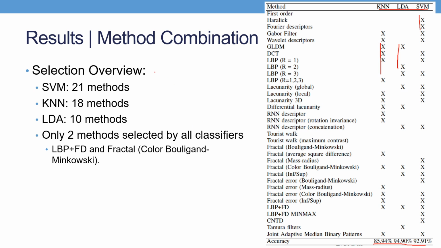The selection of methods is different for each classifier. So LDA selects much fewer methods than KNN and SVM. Only 2 methods were selected by this classifier. That was the LBDF, LB plus FD, and fractal color Minkowski. Most of the methods are chosen by one classifier or another, but not by all 3 classifiers. So the classifiers focus on different features.